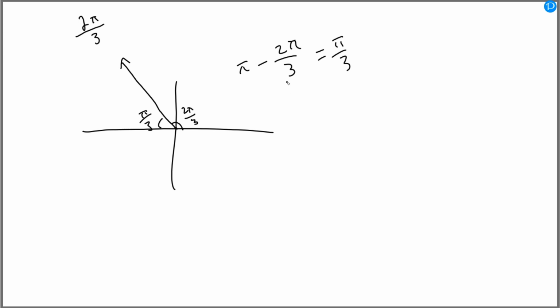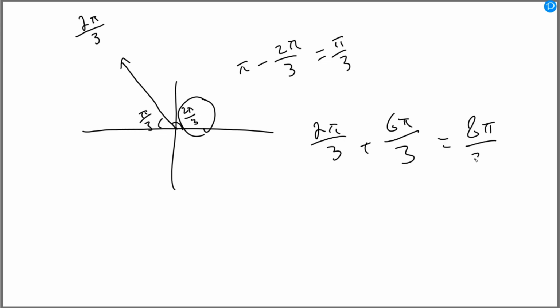Now, what would a coterminal angle be? Well, let's do a simple one. Let's just add a full rotation to our original value. So let's add 2 pi. 2 pi by 3 plus 6 pi by 3. That's 2 pi. That would equal 8 pi by 3. So this would be a coterminal angle. And let's do another one.